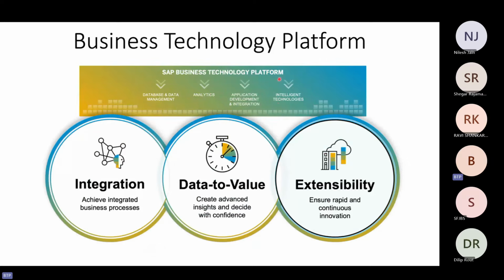Similarly, the data to value feature. For example, let's suppose that BTP has the HANA database. You are doing a lot of deployment of your application data on your HANA database or any other database. So with the help of this data to value feature, you are making sure that your data is creating value to your customers. And how can you create value? By creating advanced insights. And how can you create advanced insights? Using BTP tools like SAP Analytics Cloud, SAP BW for HANA, and a lot of dashboard platforms which are related to data to value.